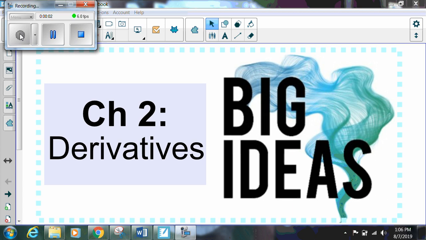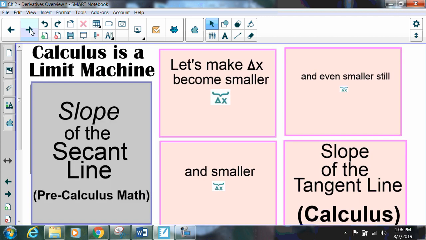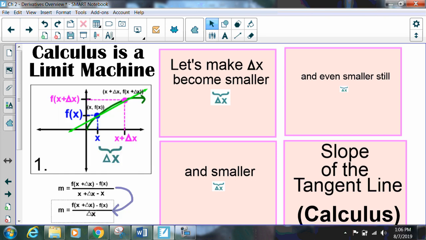Okay, here we go. Chapter 2, derivatives, the big ideas. And so calculus is a limit machine. We can take some pre-calculus math, like the slope of the secant line, and apply something, the concept, not just something, but the concept of limits to come up with a calculus formula. So let's look real quickly at this secant line.